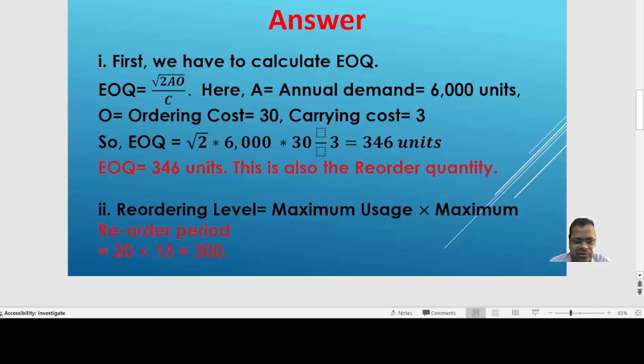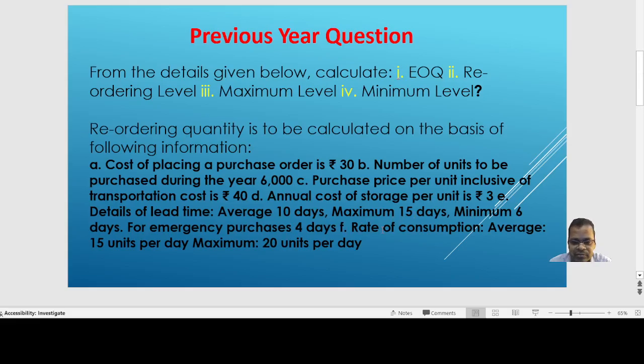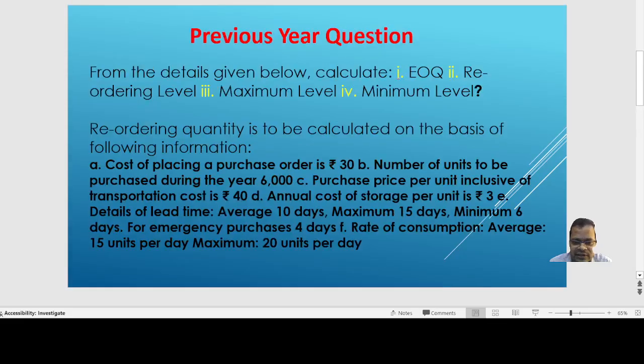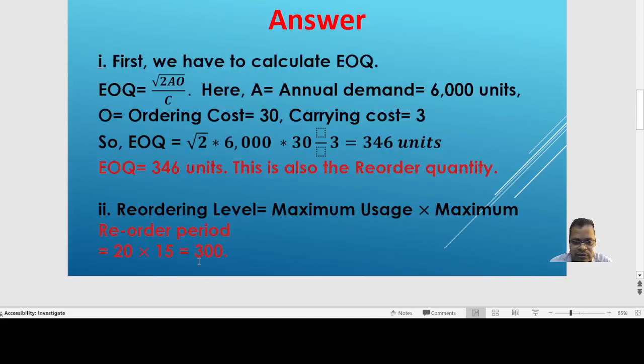Here the maximum usage has been given. The maximum usage rate is 20 units, and the maximum lead time is 15 days. So the maximum reorder period is 15 days. Here the reorder period is not given, but the details of lead time are given. So this lead time is the reorder period only. Don't get confused about that. So 20 into 15. This is part C. So the reordering level is 300 units.